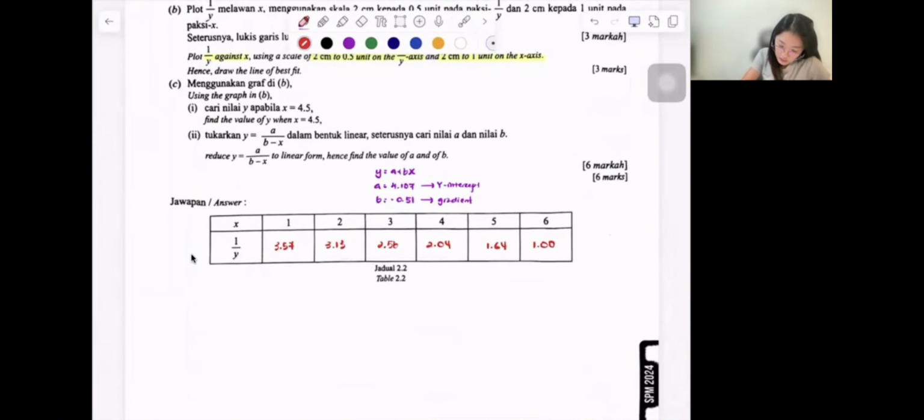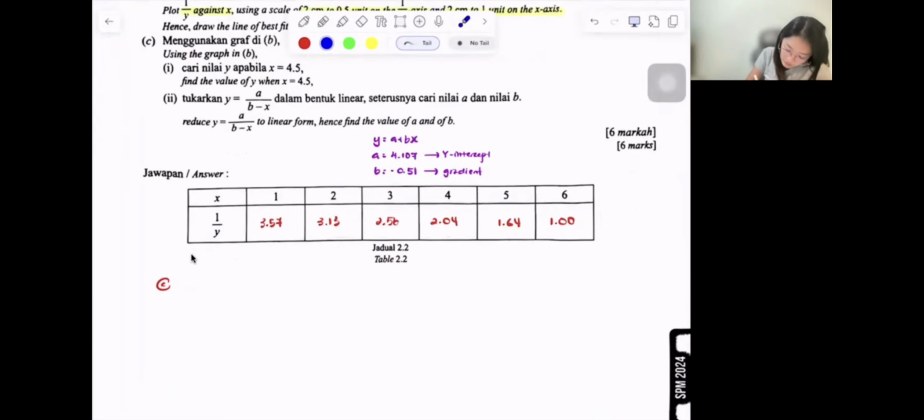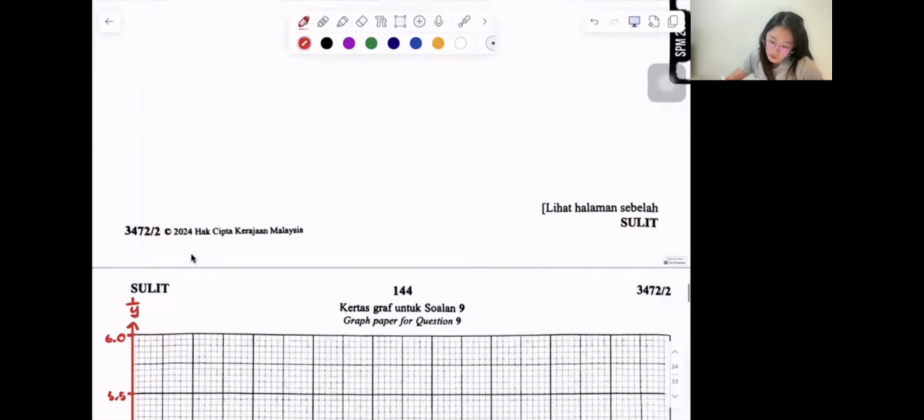Let us go back to C now, using the graph in B, not the calculator's answer. The calculator's answer we only use secretly, to refer only. So C part 1, find the value of y when x equals 4.5. By the way, our graph has 1 over y, not y directly.